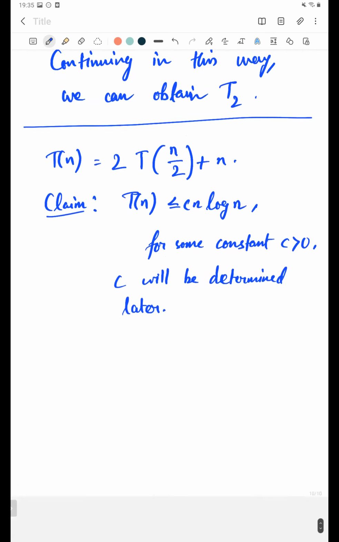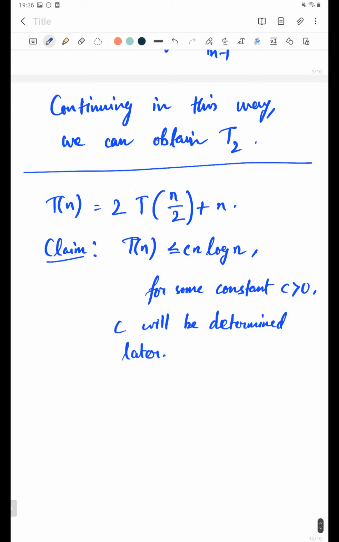So this is called the method of substitution. So this is our statement. We need to prove this using induction. So have you done this before? No, ma'am. All right, then let me show. So this is our claim.